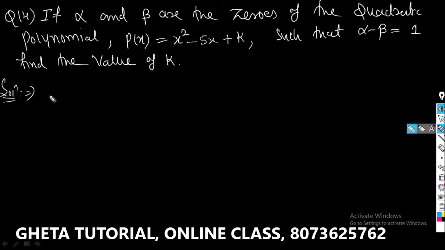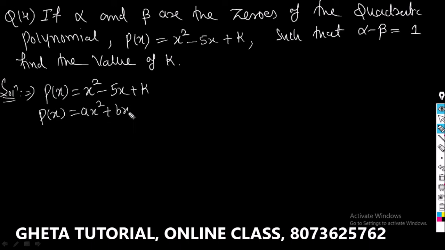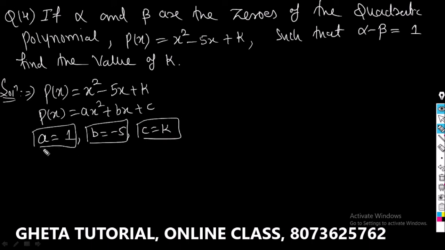So here what we have to do is, first you have to write the polynomial p of x is equal to x square minus 5x plus k. Whenever this kind of question comes, the first step is always to find the values of a, b and c. Then you have to go for the sum of zeros, and then find the product of zeros. This is common for all the questions. So the general form of the quadratic polynomial is ax square plus bx plus c. You can see that a is equal to 1, b is minus 5, and the c value is k.